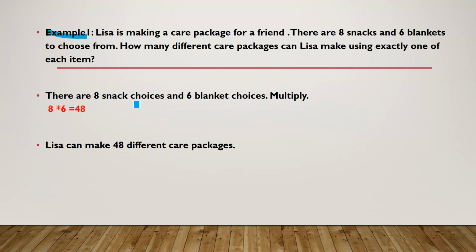So there are 8 snack choices and 6 blanket choices. So you have to multiply them. 8 times 6 is equal to 48. So Lisa can make 48 different care packages.